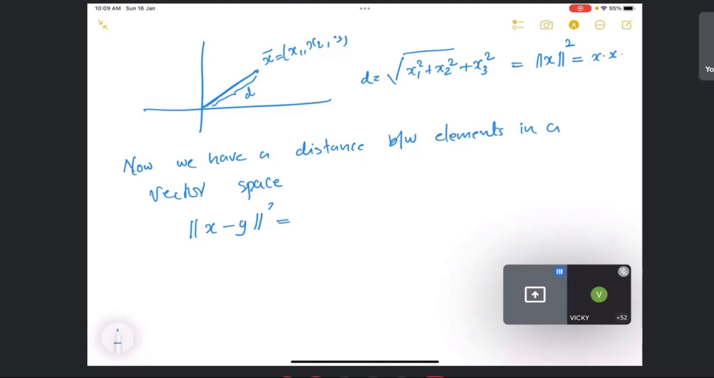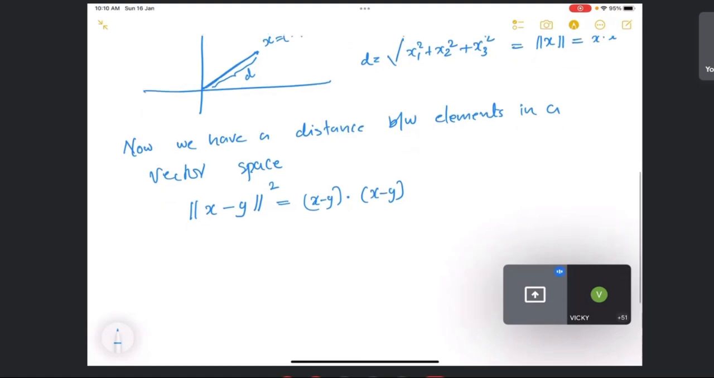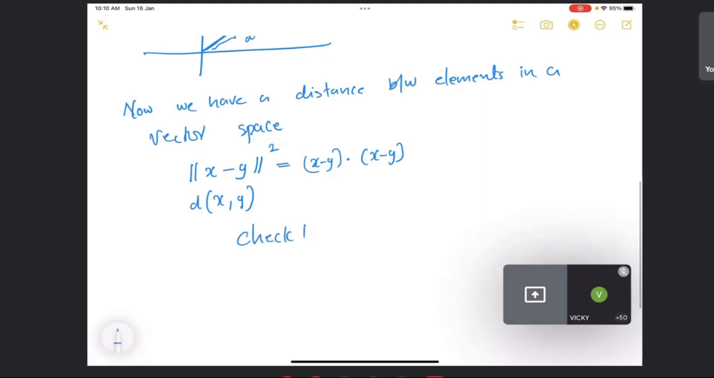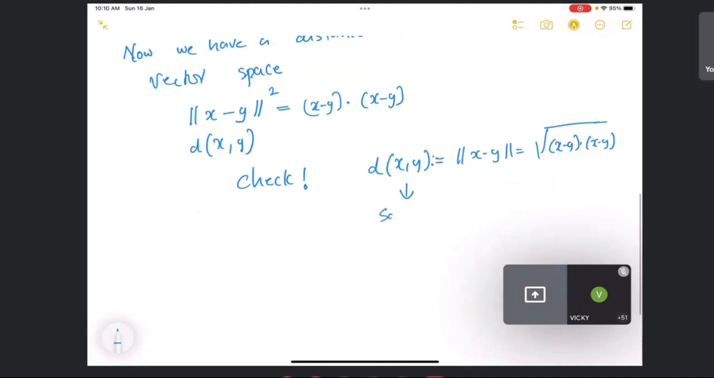If you are in R power 3, this will be the root of the inner product, sorry, the dot product of x minus y with x minus y. I am speaking only about R power 3, or R power n. So now you have the distance between two vectors x and y. If I define the distance between x and y to be the norm of x minus y, which is the root of the dot product of x minus y with itself, this distance satisfies all the properties of a metric.